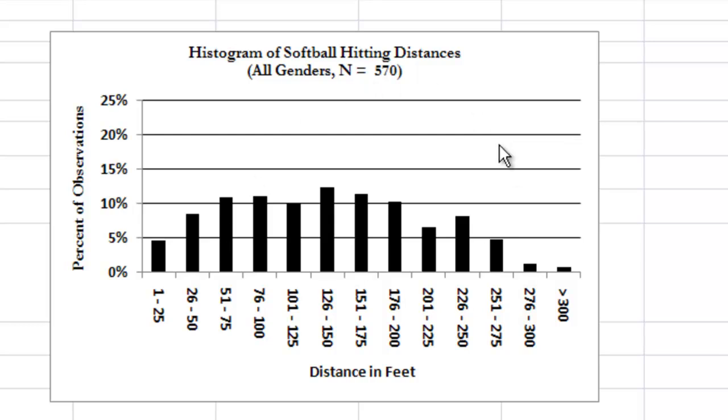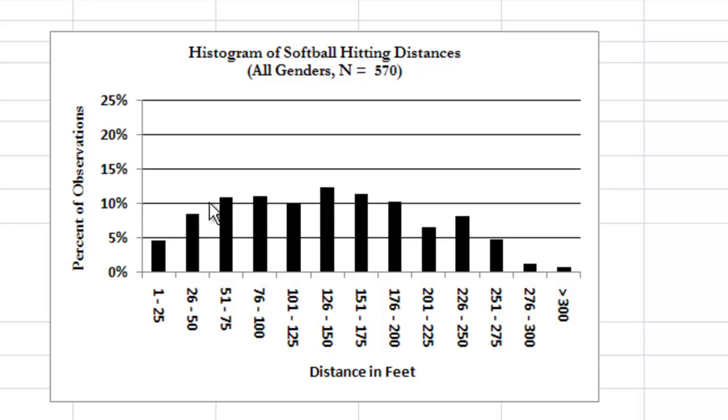What I'm going to start you off with is the histogram that we're familiar with. This is the histogram of softball hitting distances for my students. Right now I've got all genders included, so these hits are comprised of male hitters and female hitters. And of course the x-axis has the intervals in which they're hit, and the y-axis tells us what percent of hits lie in that interval. For instance, almost exactly 10% of students hit between 101 and 125 feet.